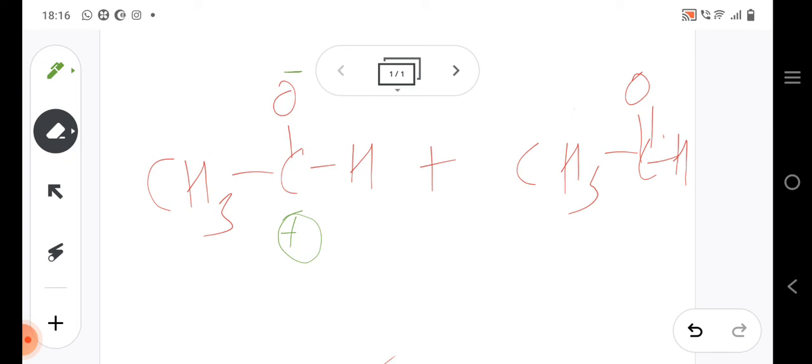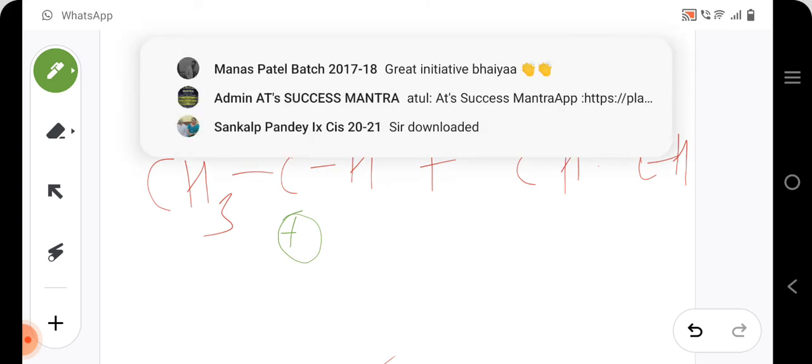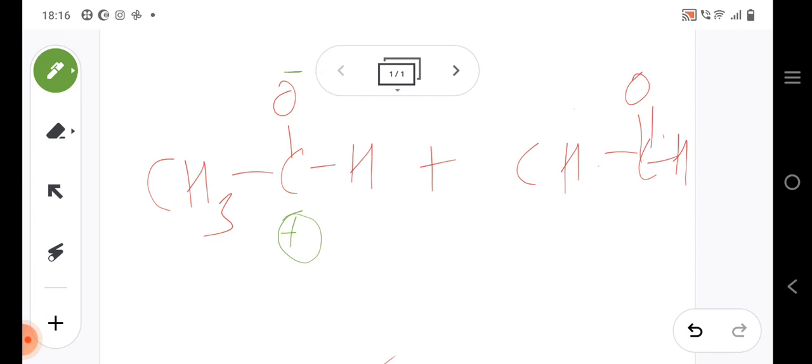In the second compound, I will remove an H from there. Please see how. There were 3 H attached to C. Now there are only 2 left. When I remove H, it will have a negative charge on it. There will be 2 H left.